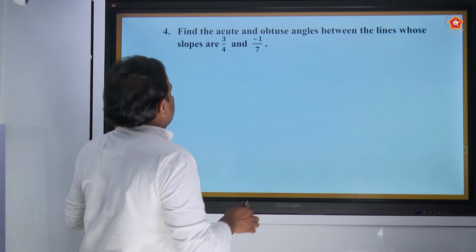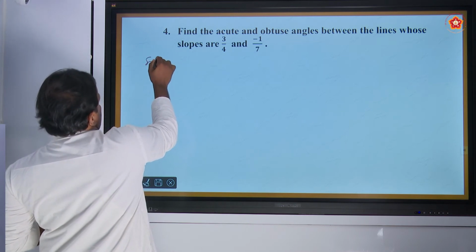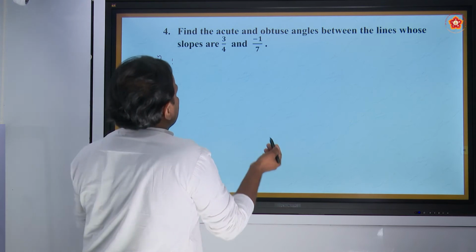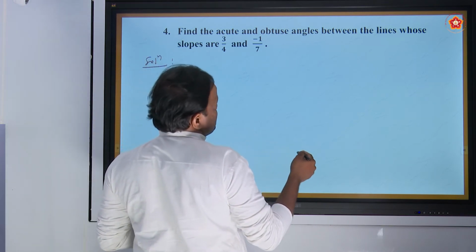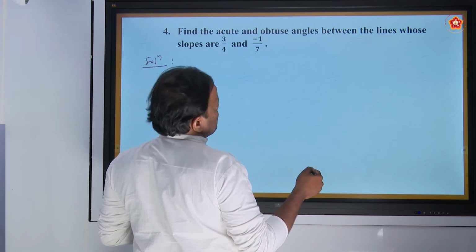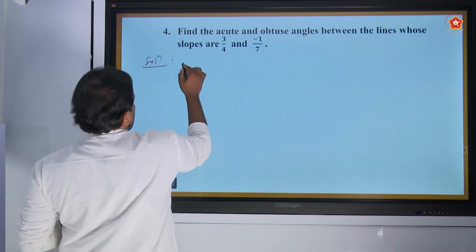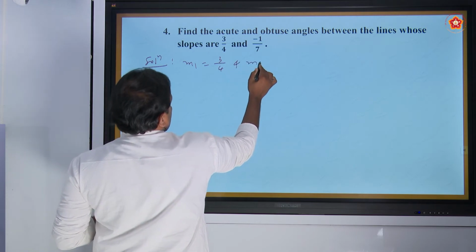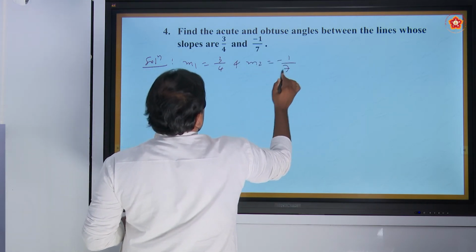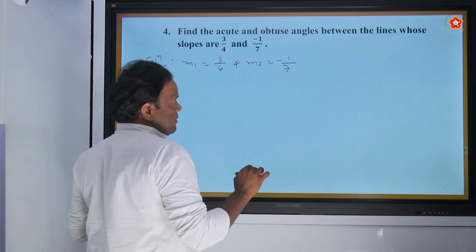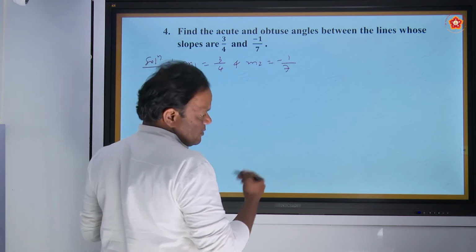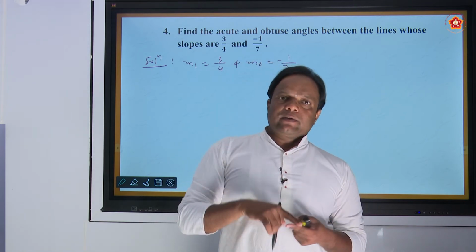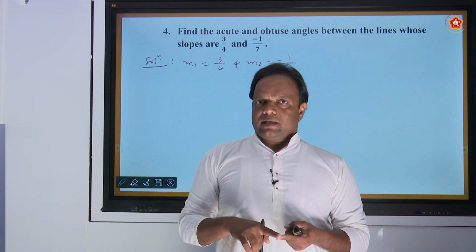Let us move to the next problem. See the solution. I think this is the same as the previous example. Find the acute and obtuse angle between the lines whose slopes are given here. Given m1 equal to 3 by 4 and m2 equal to minus 1 by 7. Here the slopes of two lines are given. Very easy, first find the acute angle by using the tan theta formula. Once we know the acute angle, we can easily find the obtuse angle, okay.